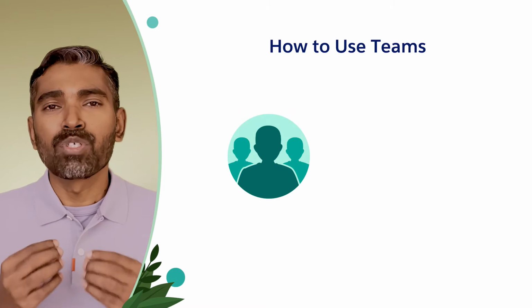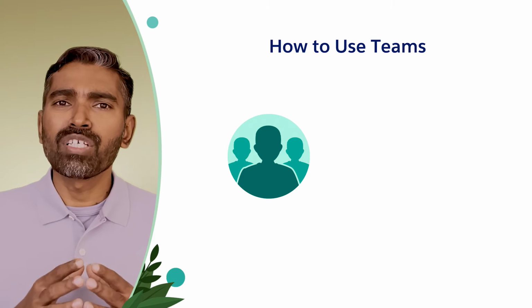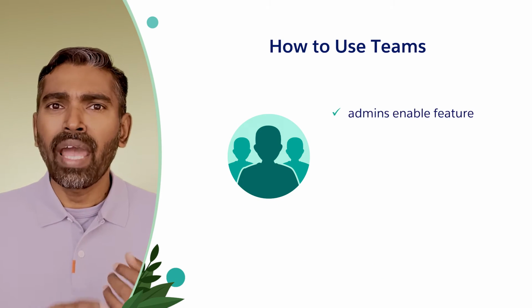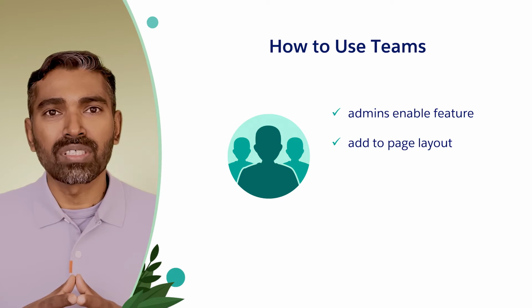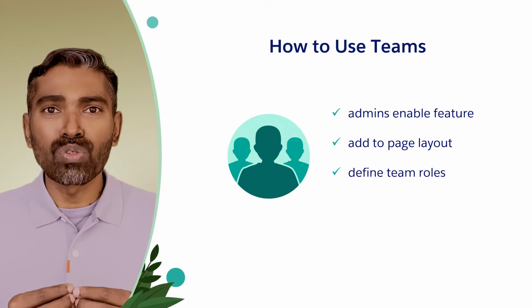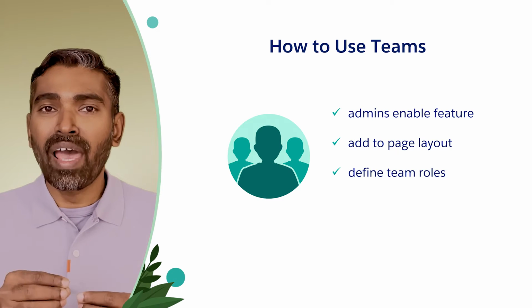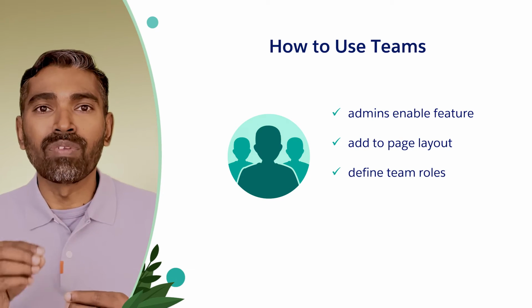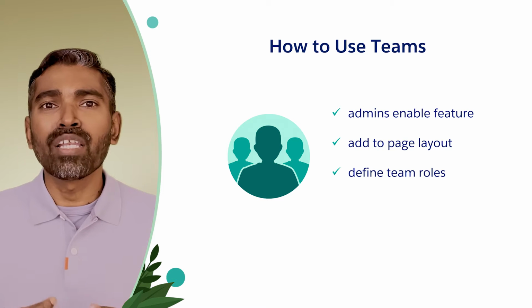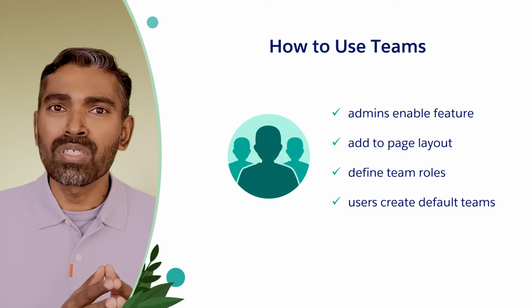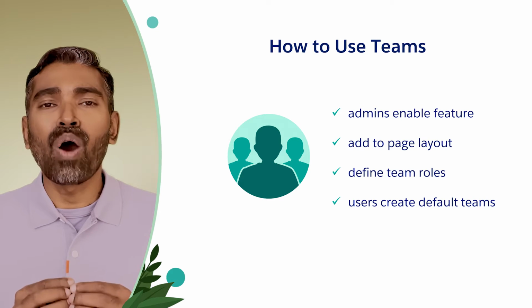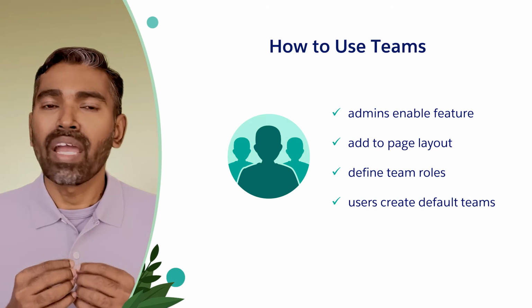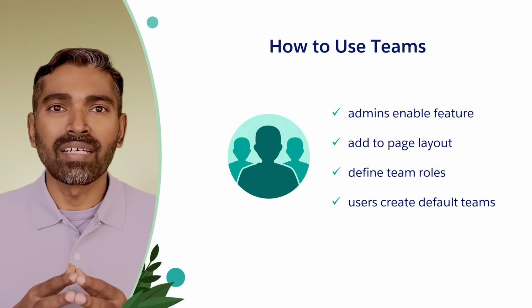To use account teams in your organization, first, administrators need to enable account team and add it to the page layout so the users can use that to add and remove members. Then you define team roles that could be used to flag what role each user plays in that team. Once this is done, you can let the users create default teams and add team members as and when they want. Let's go to an org and see how to enable account teams and how to use account teams and add team members.